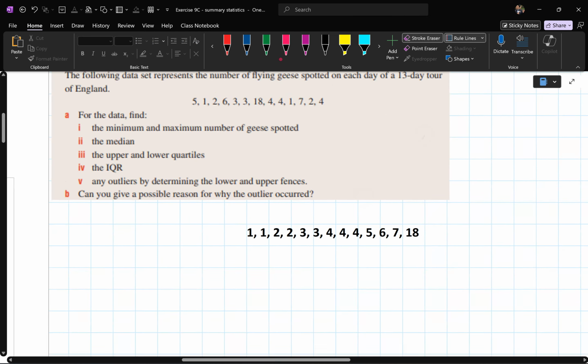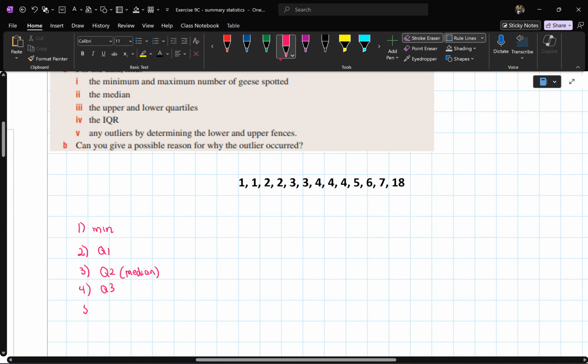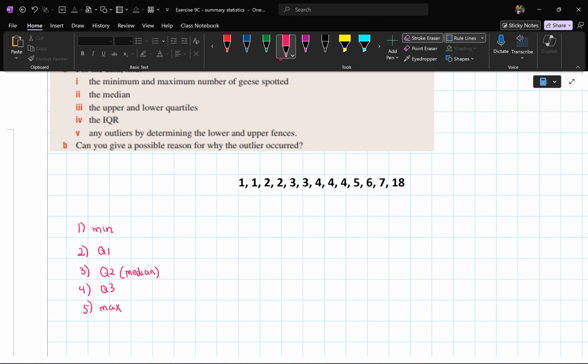So I'm just going to write underneath here. 1, you need the minimum. 2, you need Q1. 3, you need Q2, aka median. 4, Q3. And 5, maximum. That's what a 5-number summary means. So all your data can be split up into these 5 sections.